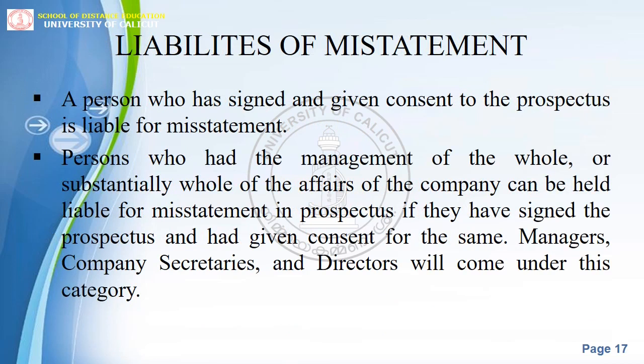If there is any misstatement in the prospectus, the person who has signed and who has given the consent for the prospectus is liable for the same. It may be the managers, the company secretaries and directors; all come under this category.